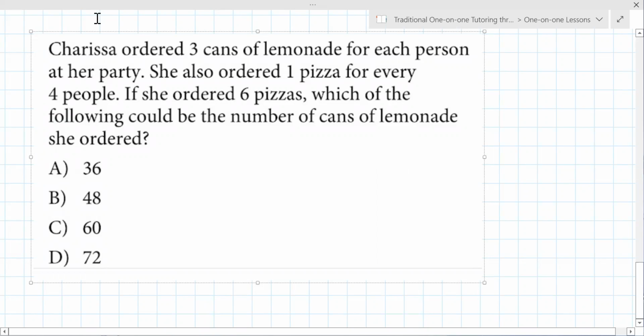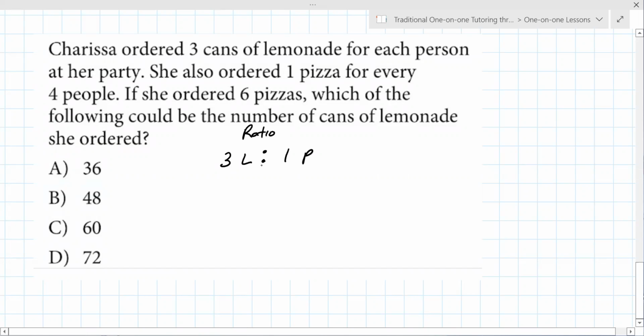Okay, so I want you to read it out loud now. Charissa ordered 3 cans of lemonade for each person at her party. She also ordered 1 pizza for every 4 people. If she ordered 6 pizzas, which of the following could be the number of cans of lemonade she ordered? Okay, so what I would do here is I would say, okay, 3 lemonades, and then use this colon symbol for 1 person or 1p, something like that. This is like a ratio. Have you seen this before?